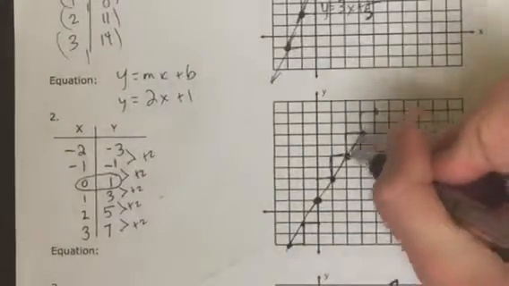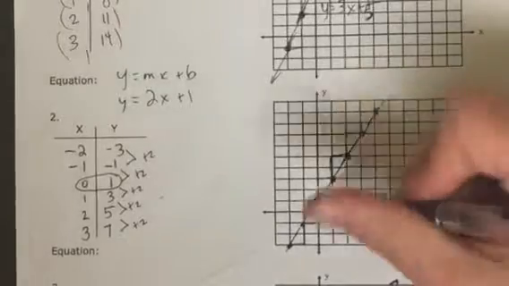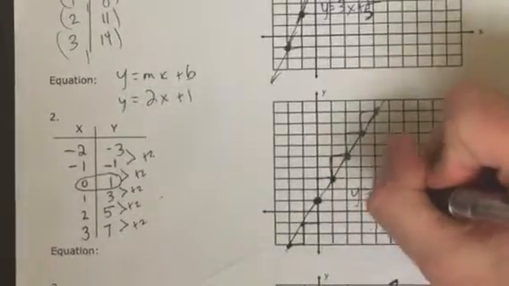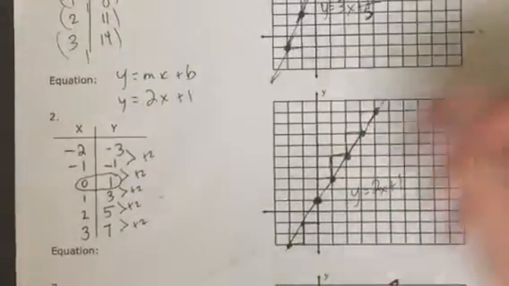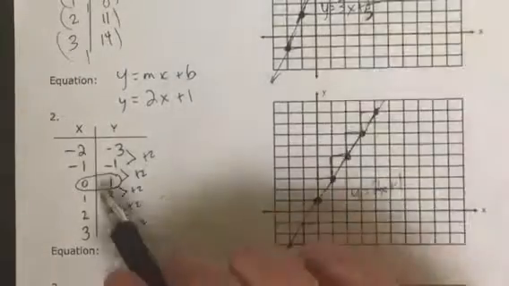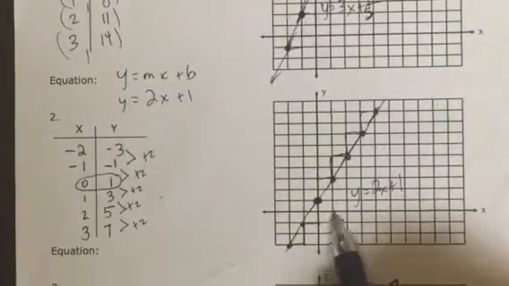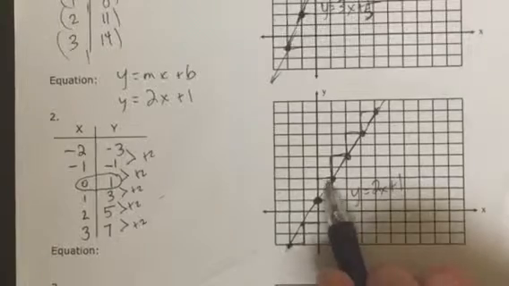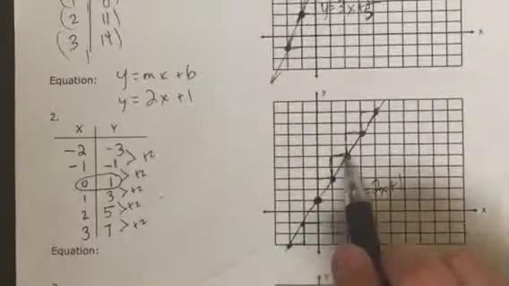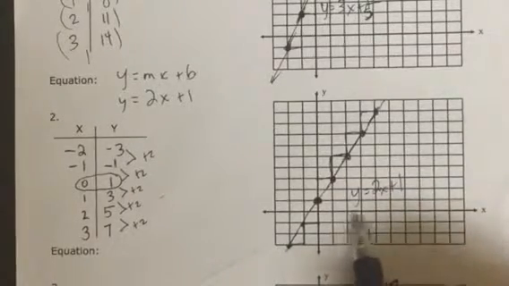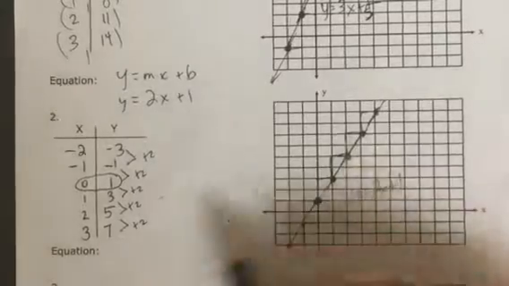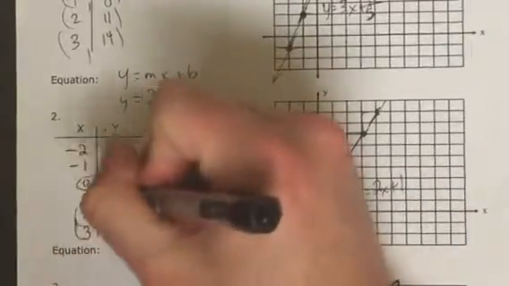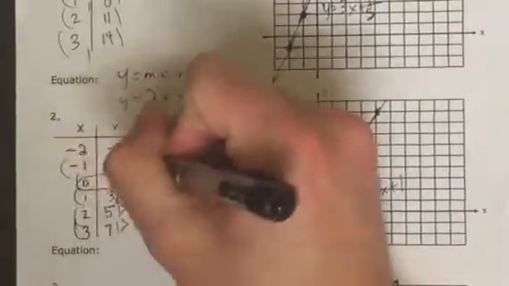Obviously, you want to use a ruler if you have it. Makes it easier. And there's my formula, y equals 2x plus 1. That's what that line is. Now you could have also plotted the points. Over 1, up 3. Good. Over 2, up 5. Over 3, up 7, right? These are the points. So you can do it that way, or you could use the slope. There's multiple ways to do it.